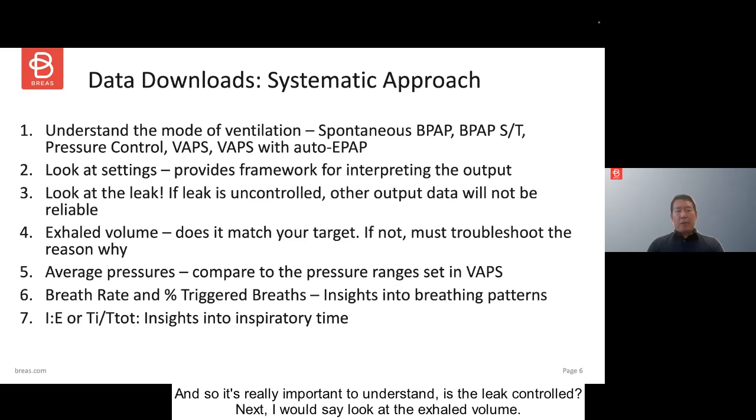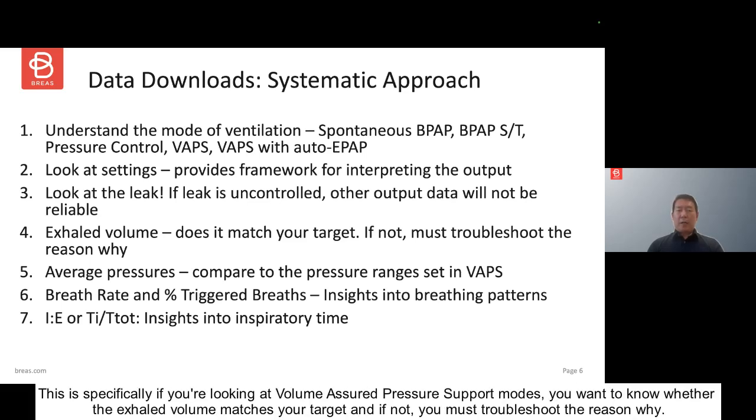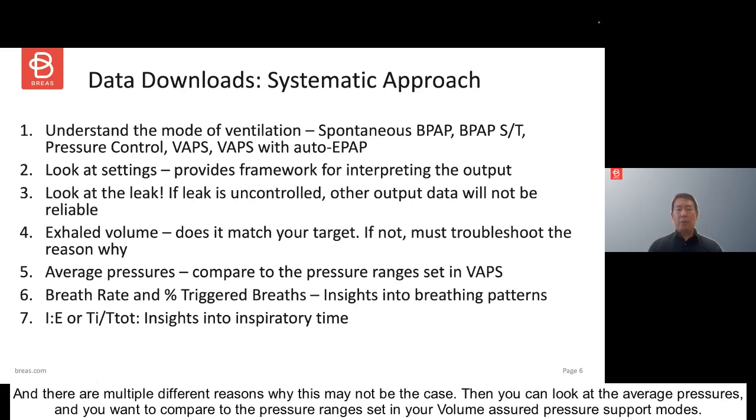Next, I would say look at the exhaled volume. This is specifically if you're looking at volume assured pressure support modes, you want to know whether the exhaled volume matches your target. And if not, you must troubleshoot the reason why, and there are multiple different reasons why this may not be the case.